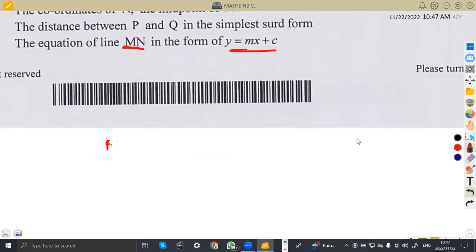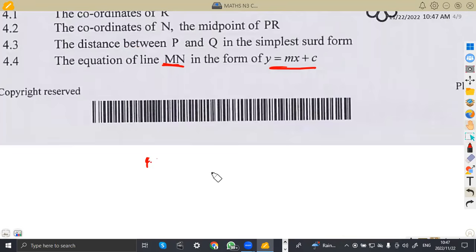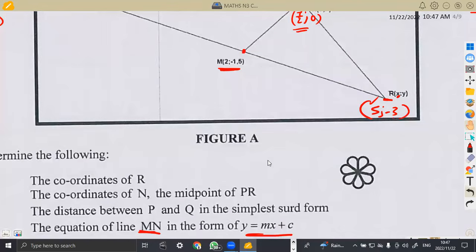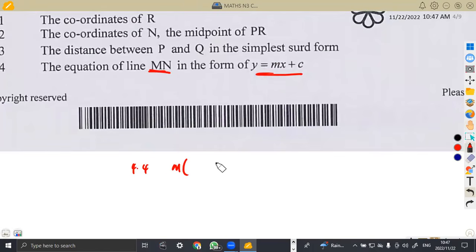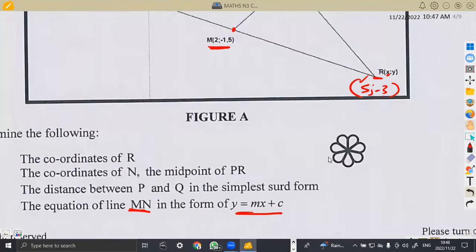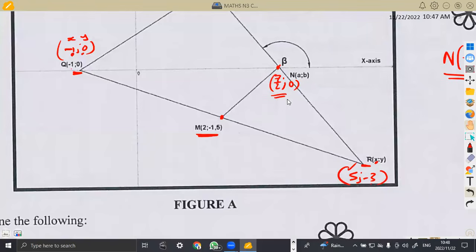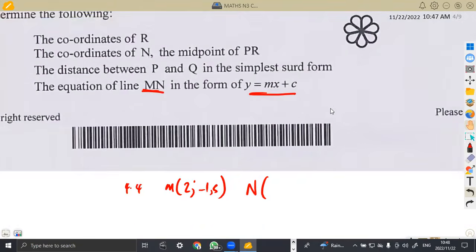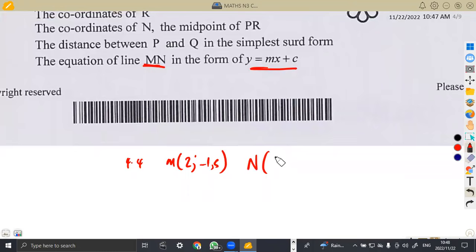This is question 4.4. Okay, so the point M, we're just going to take the coordinates. M is (2, -1.5). All right, so you've got (2, -1.5). N, we calculated N here. We got (7/2, 0). So it's 7 over 2, 0 here. Or you can write it as a fraction. It doesn't matter. 7/2.